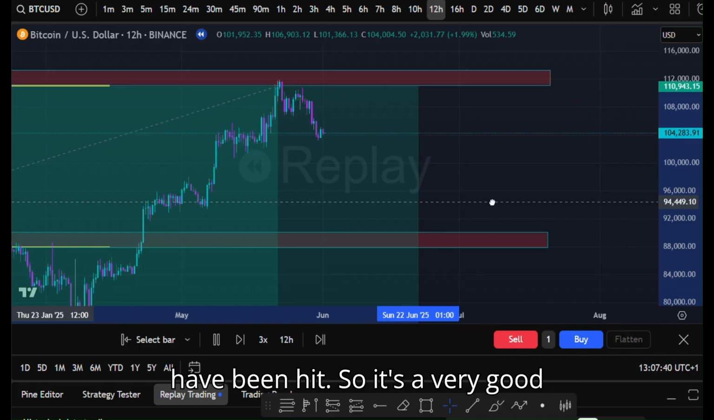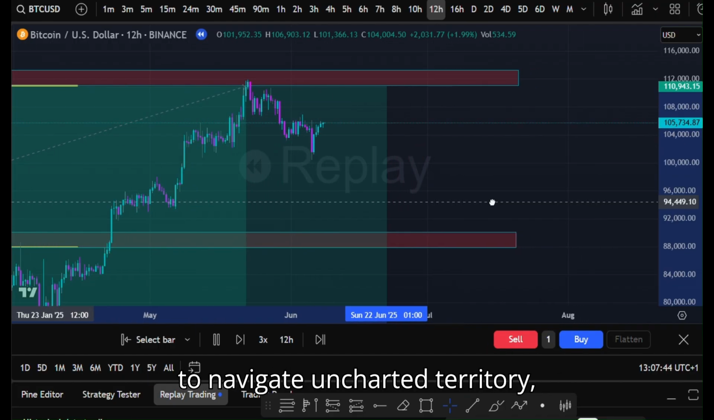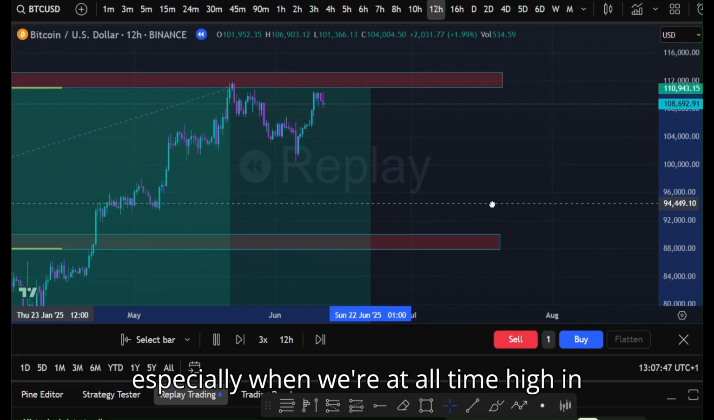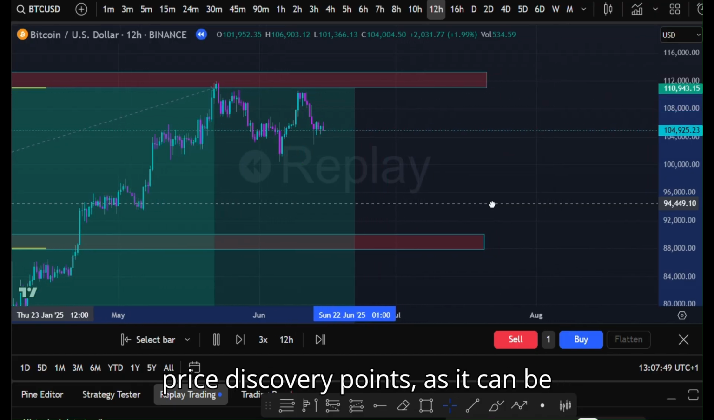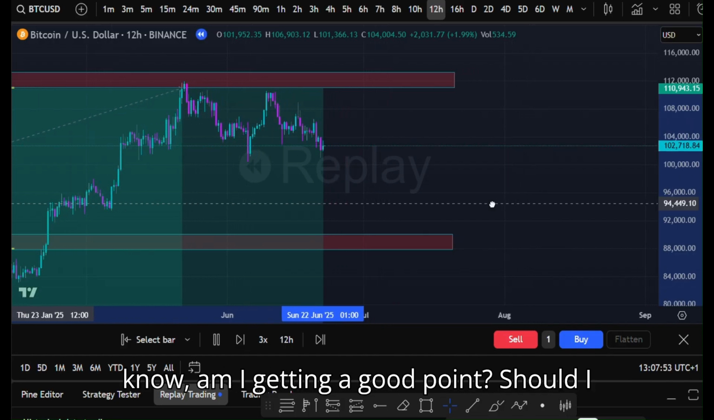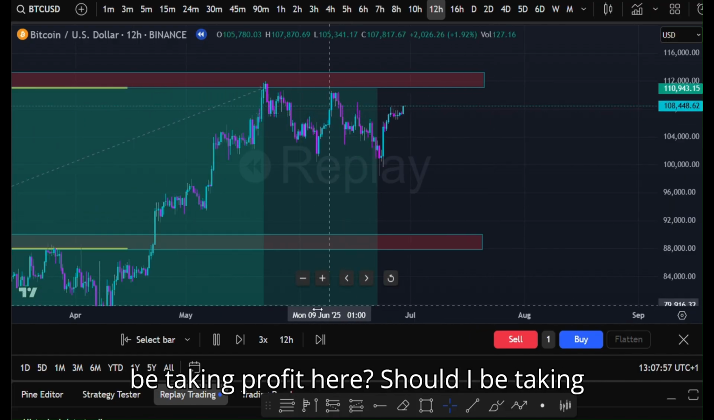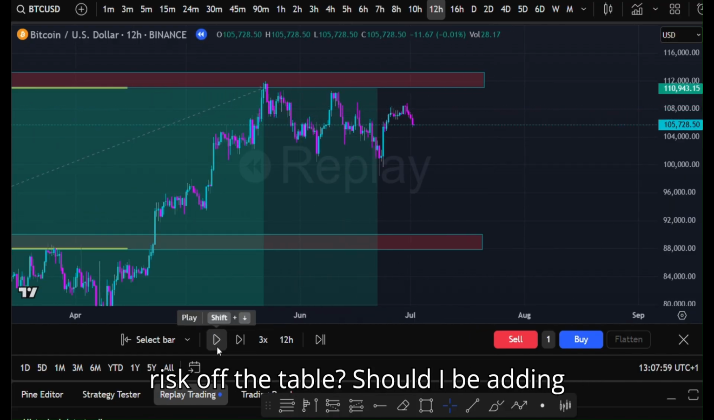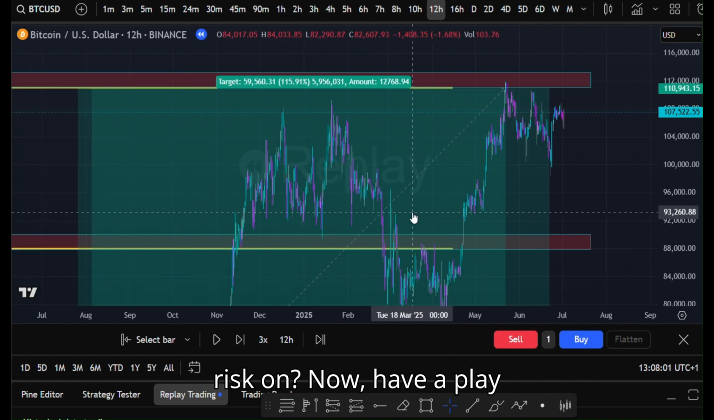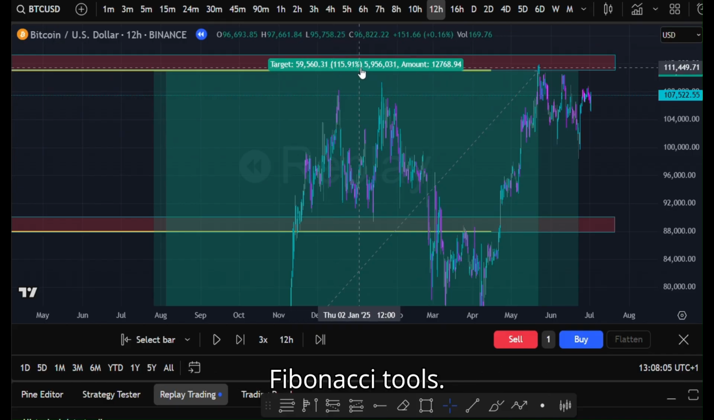So it's a very good tool to be able to have in your arsenal to navigate uncharted territory, especially when we're at all-time high in price discovery points, as it can be a bit daunting for people to know, am I getting in at a good point? Should I be taking profit here? Should I be taking risk off the table? Should I be adding risk on? Now, have a play around with your TradingView, with your Fibonacci tools.